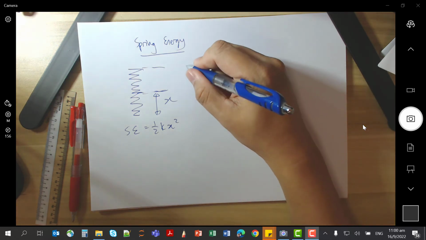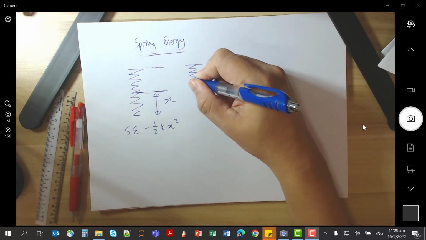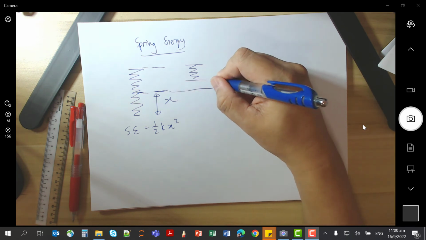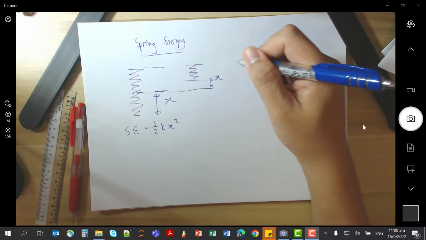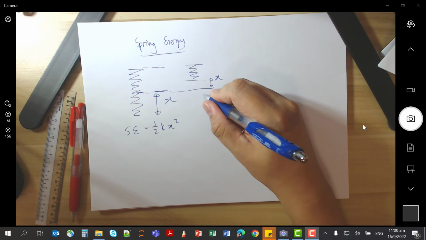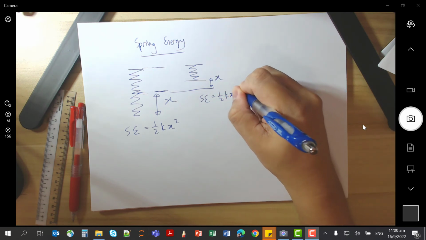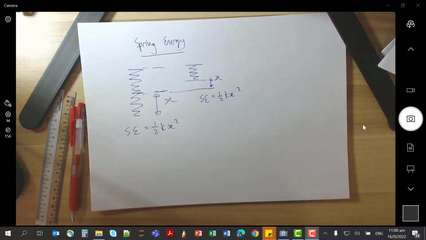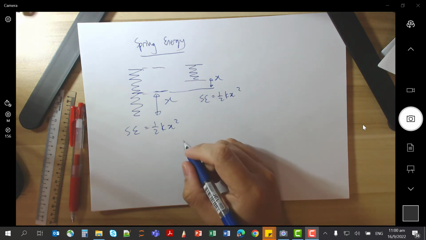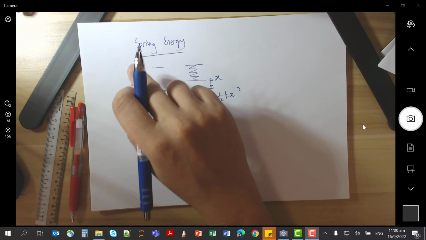Sometimes there are compression springs, based on how much they get compressed. So it's the same concept. Your spring energy for a compressed spring will be half kx squared as well. This is a linear spring.